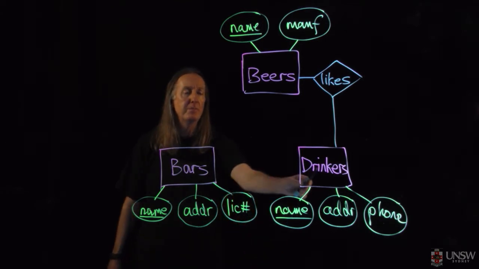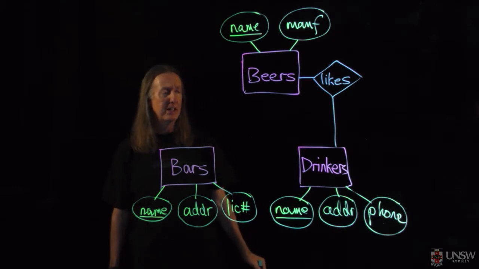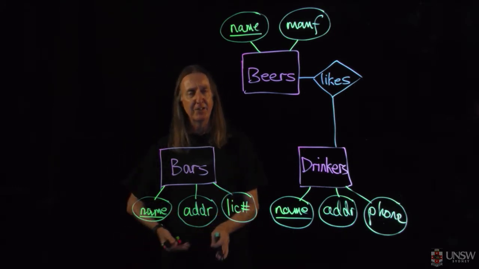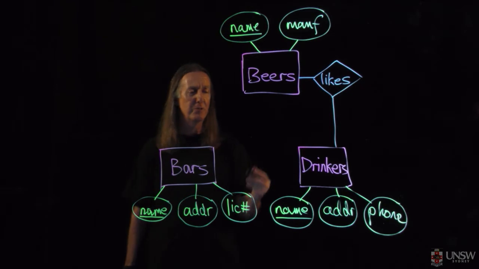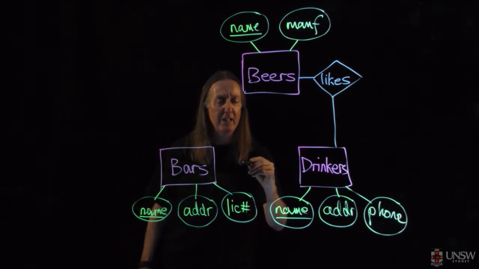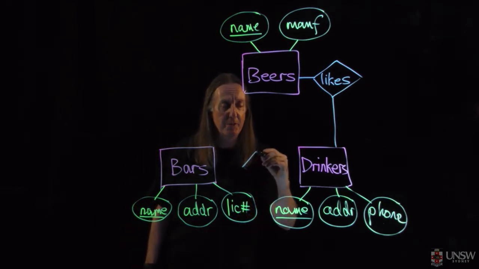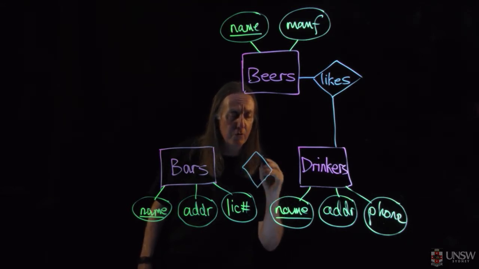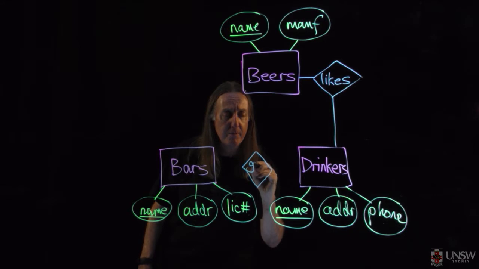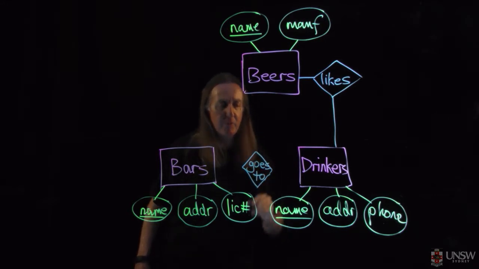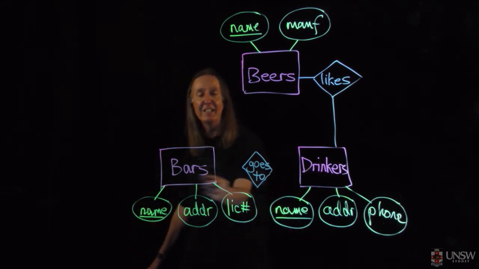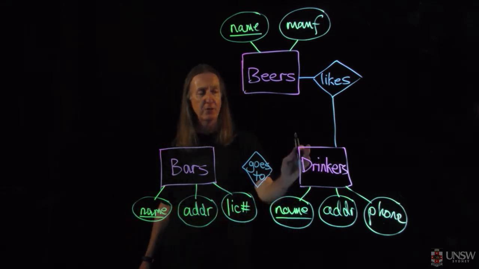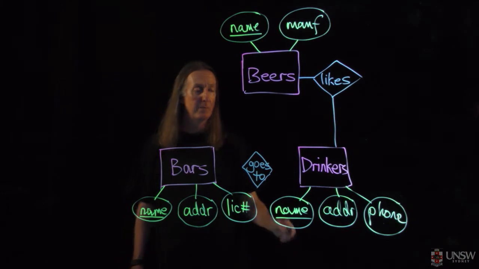Next relationship between drinkers and bars. So drinkers go to bars in order to drink beer. We're assuming people aren't drinking at home, so we need a relationship between drinkers and the bars that they go to. So let's have a relationship called goes to, and once again we're reading the relationship in that direction. Drinker goes to a bar.